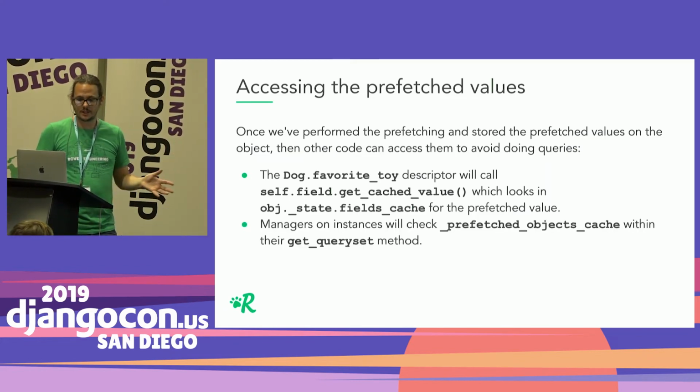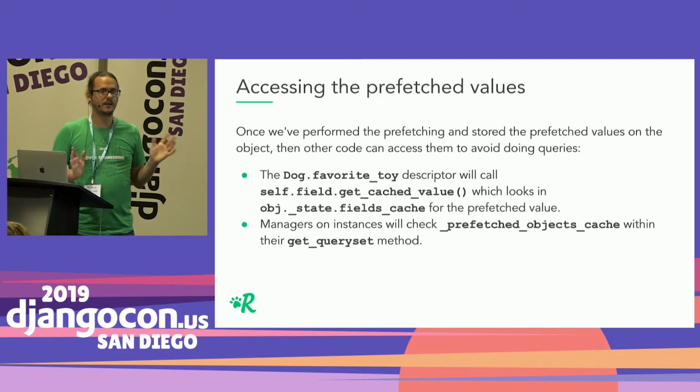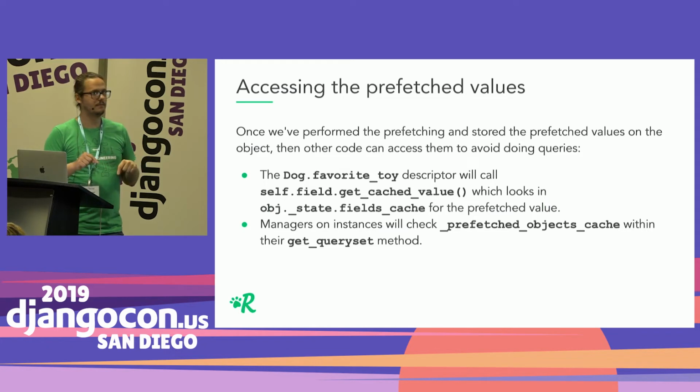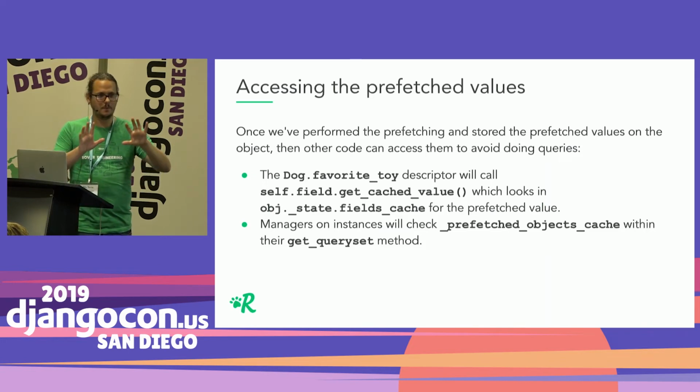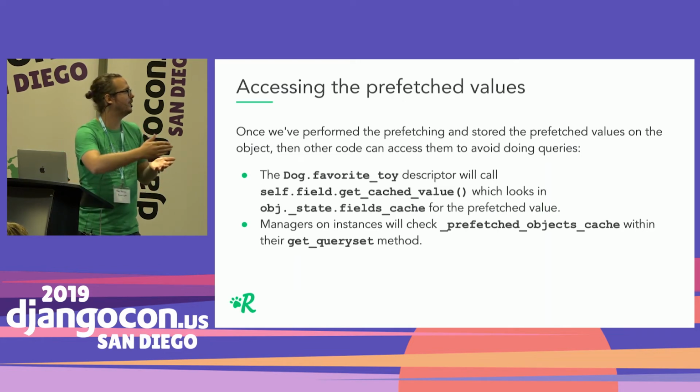Similarly, managers on instances will check this prefetched objects cache within their get query set method. So, if you were to do something like toy.dogset.all, this is all of the dogs which have this particular toy as their favorite. That will check on the toy's prefetched objects cache to see if this query set that already has all the dogs there has been already fetched. So that was kind of the main landmarks in the prefetching process.